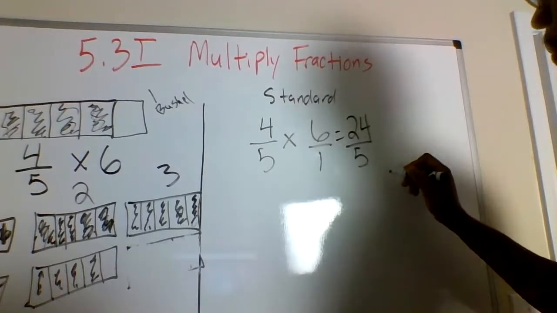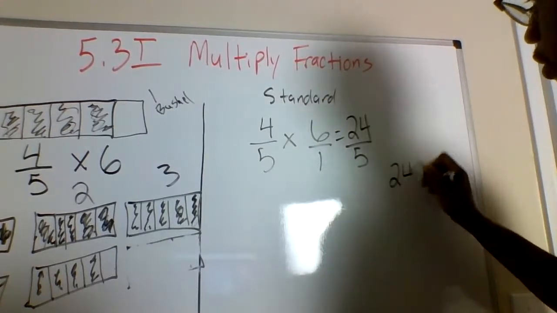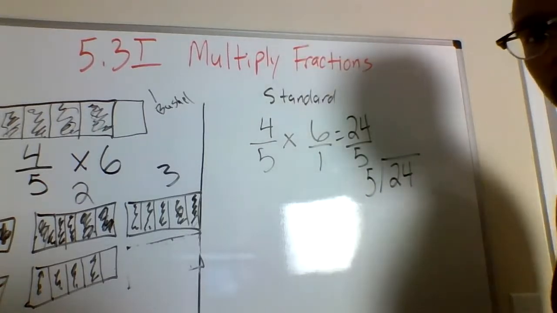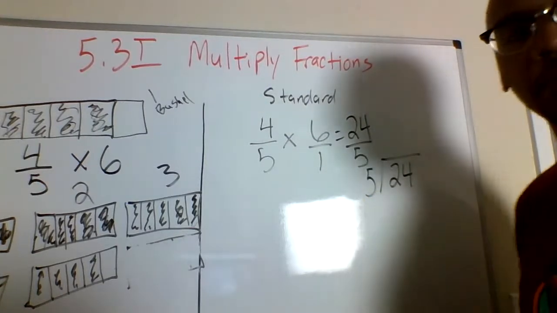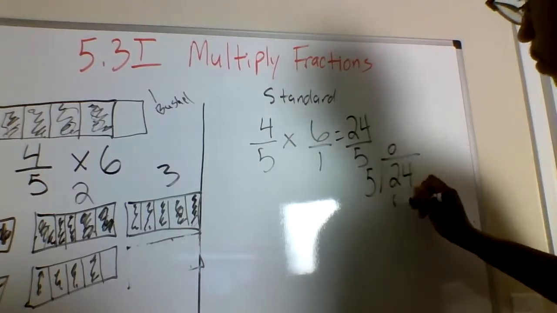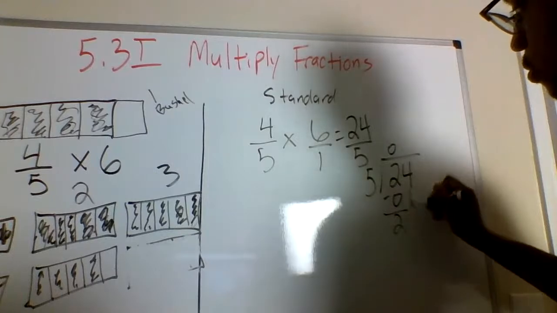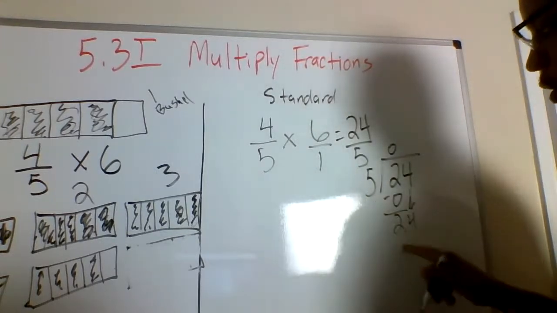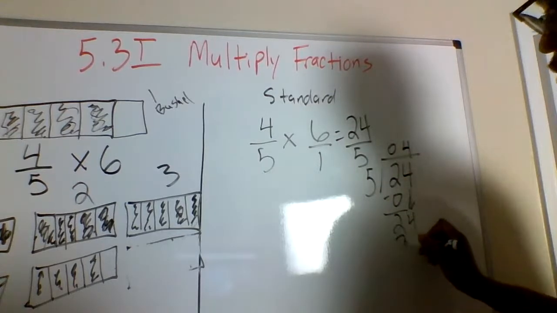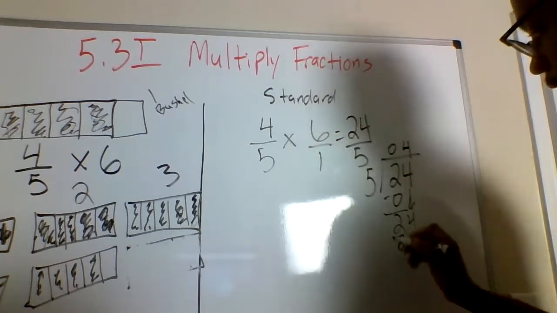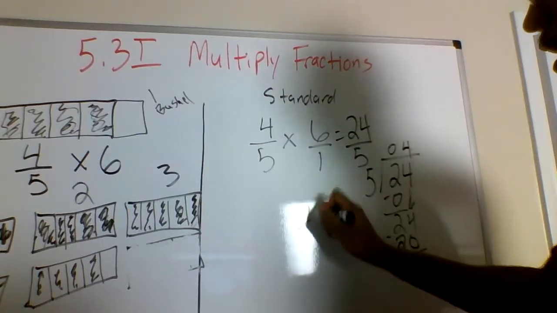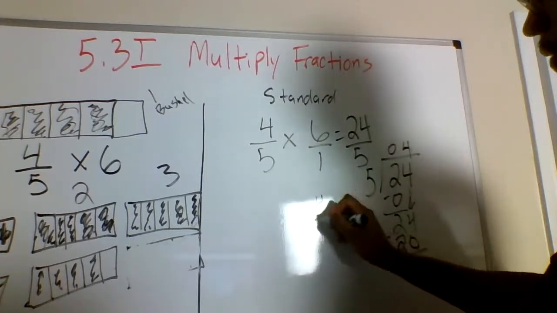Now, in standard form, you're going to have to reduce this 24 over 5. All you do is say 24 divided by 5. I got 24 pieces, and it takes 5 of them to make a whole group. Well, 5 goes into 24 4 times. 4 times 5 is 20. Subtract, and you got 4 remaining. So it's 4 wholes and 4 fifths remaining.